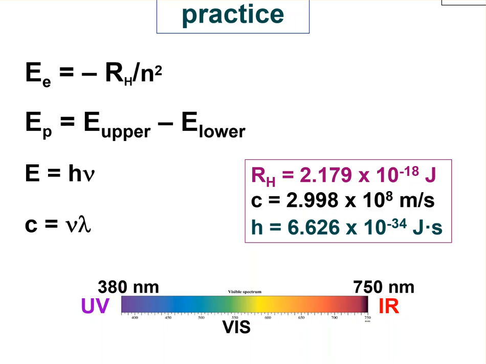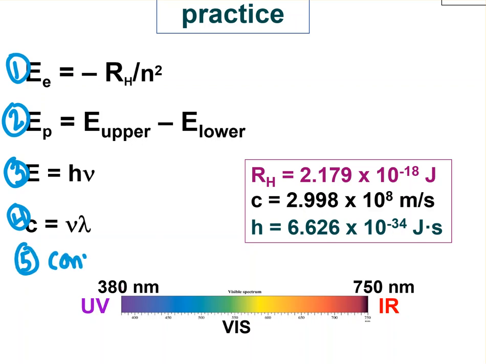We are going to look at how to calculate the wavelength of light that is given off when an electron drops from a higher to a lower principal energy level. And this is going to involve a series of 5 different calculations, and they're given here in order. And the 5th one is actually a conversion from meters to nanometers. Okay, so let's look at an example problem.